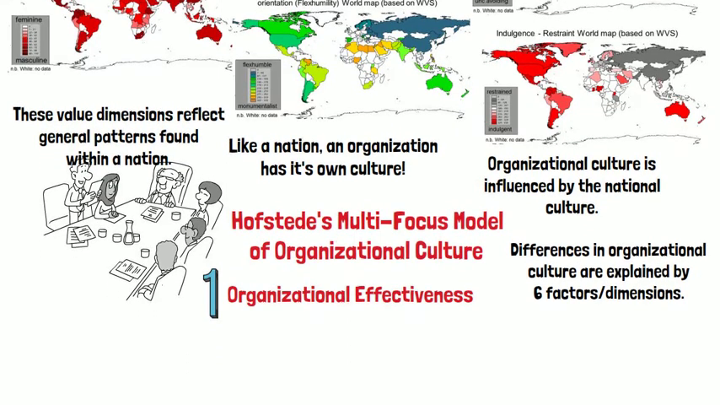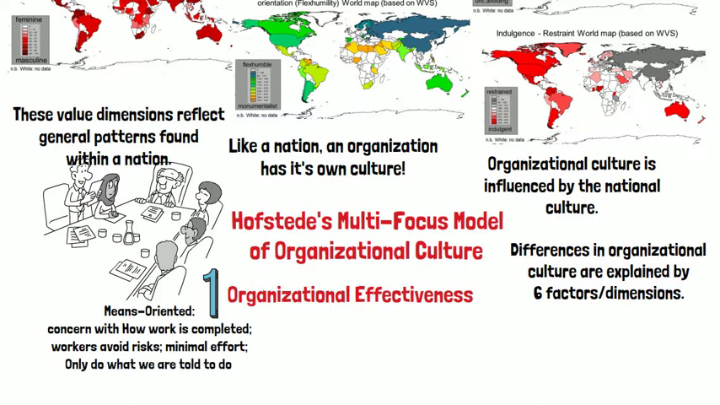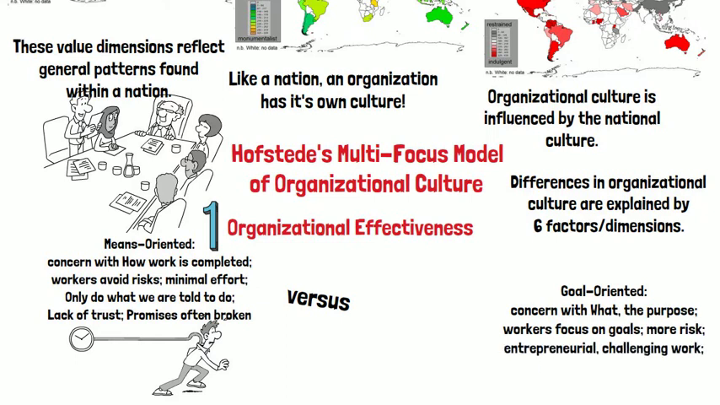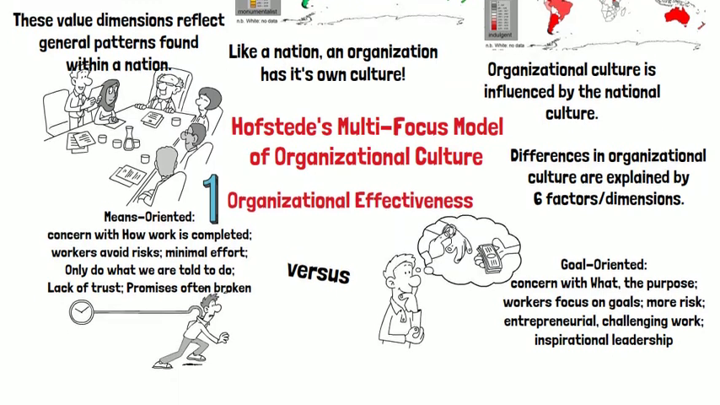The first dimension is organizational effectiveness, and this looks at whether an organization is means oriented, that is, they're concerned with how work is completed, the workers are avoiding risk, there's minimal effort, we're only doing what we are told to do, there's a lack of trust, and often promises are broken. That is versus a goal oriented organization, which is concerned with what, the purpose. Workers are focusing more on goals, there's more risk, it's more entrepreneurial, it's challenging work, and we usually see some type of inspirational leadership.